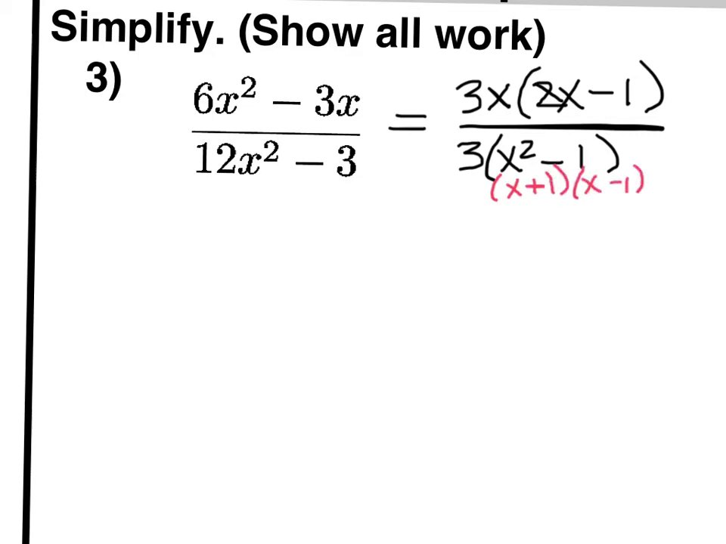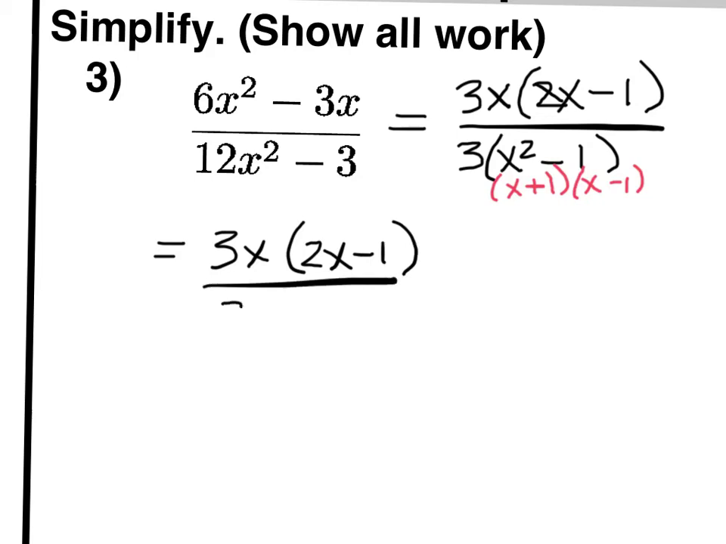And so I have 3x times 2x minus 1 over 3 times x plus 1, x minus 1. Okay, so I'm double checking myself and it looks like I've made a mistake. So this piece here, this denominator here is actually wrong. So I need to fix it.